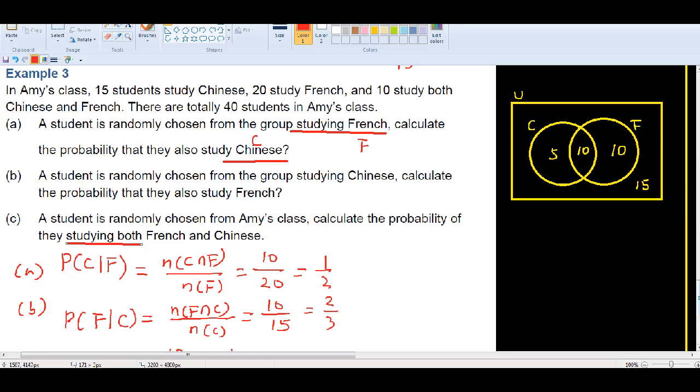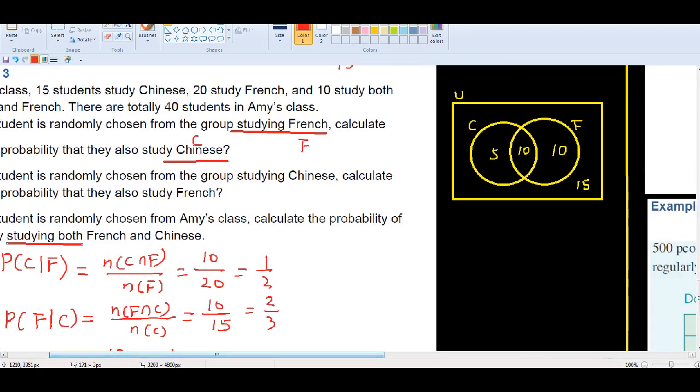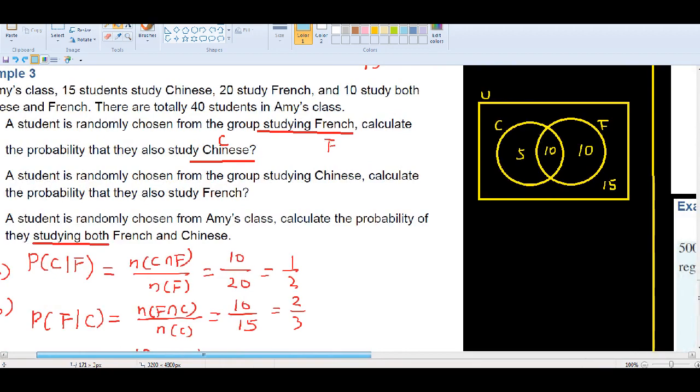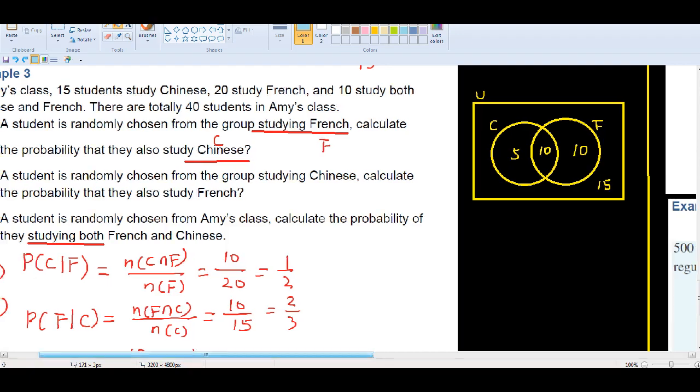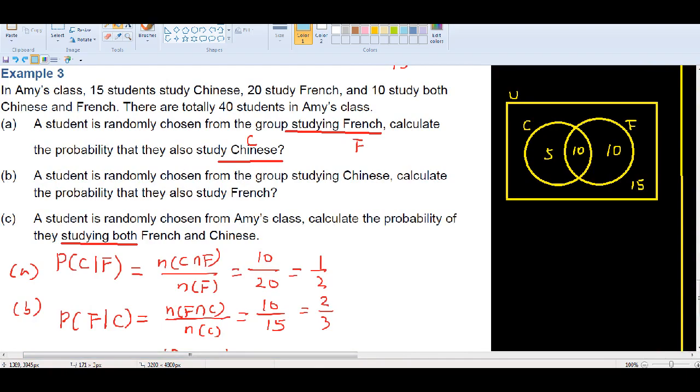This question is a bit different from the previous one. First, you need to draw the Venn diagram. Remember, when drawing the Venn diagram, you always try to find the intersection first. Because there are 10 students who study both Chinese and French, you need to write 10 here. You know there are 15 students who study Chinese, so those who study only Chinese, not both, are only 5 of them. And for students who study French but not Chinese, there are 10 of them. There should also be some students who study neither Chinese nor French.